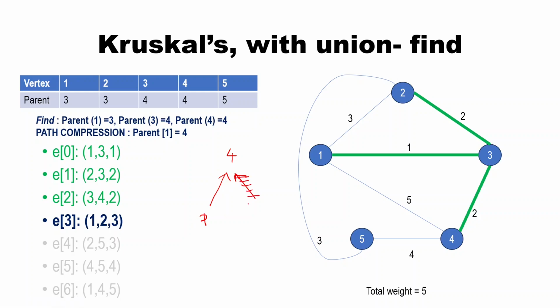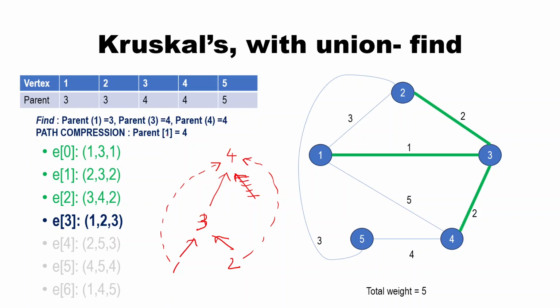I'll just cut this. Instead of having this complete hierarchy, by path compression, what we do is we directly make 4 as the parent of 1 and 2 as well. So this is path compression because instead of having a path of length 2, you directly have a path of length 1. And although this may not matter in this small example of 5 vertices, when you have hundreds of thousands of vertices or millions of vertices, it matters a lot.